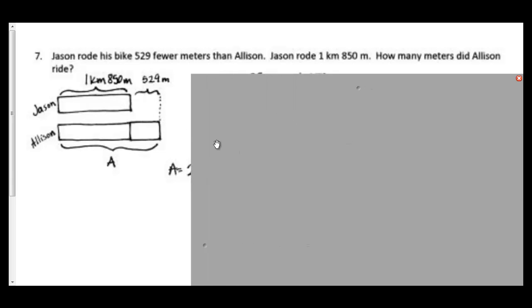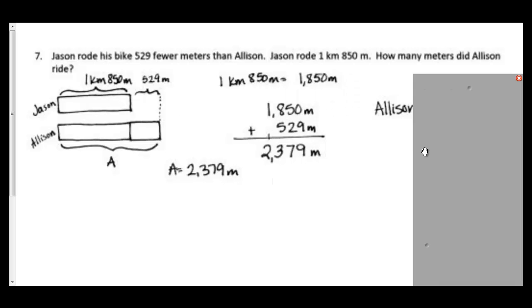You can see that her tape diagram is longer than Jason's. And I know that Jason went 1 kilometer, 850 meters long, and Allison went 529 meters more. Now, this isn't the only way that you could have drawn your tape diagram. I chose to do it as a comparison. You could have just drawn one tape diagram representing Allison, and that would have been accurate too. All right, so it looks like if I need to know what this bar is and this bar is, if I put these two numbers together, I will find out how far Allison rode. And that's exactly what I did.